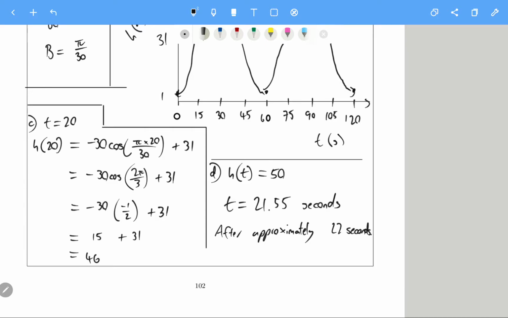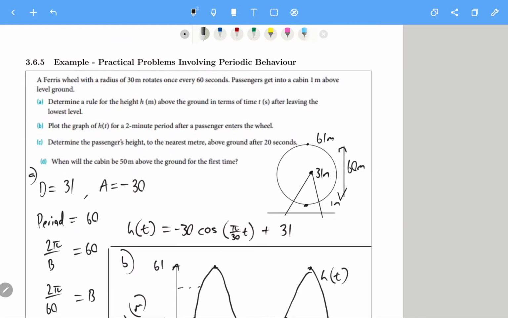Alrighty, so that was a quick introduction into practical problems involving periodic functions.